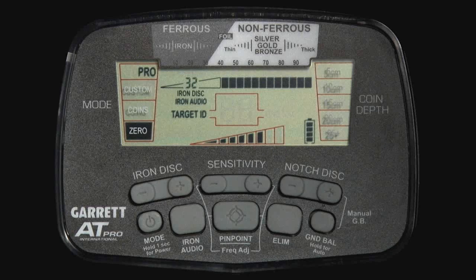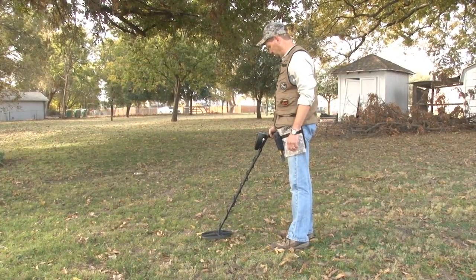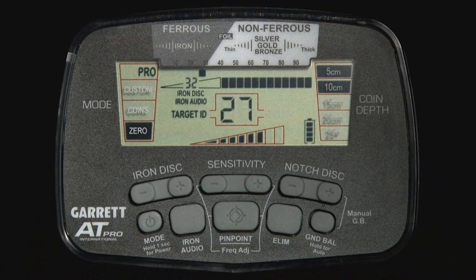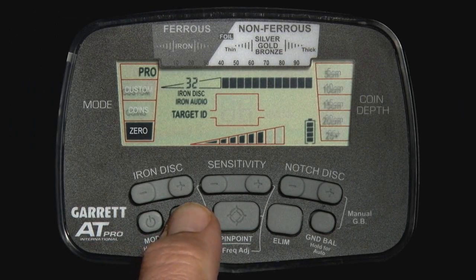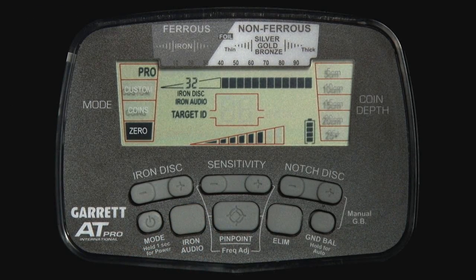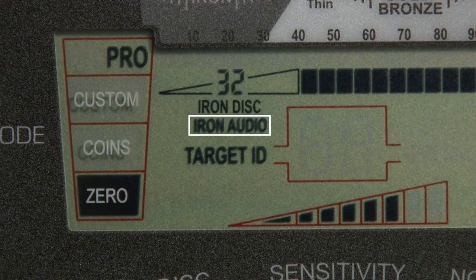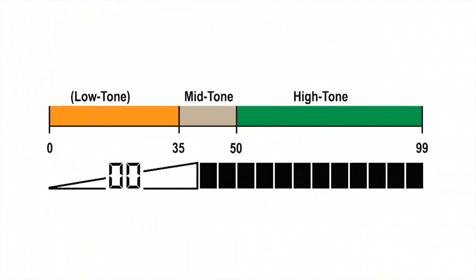The AT Pro also includes an iron audio feature that can be used both in the standard and in the Pro modes. Iron audio allows you to hear discriminated iron targets, which would normally be silent. Simply press and release the iron audio button to switch this feature on or off. When it is on, the words iron audio appear on the LCD. The low tone for iron is normally heard for any target whose target ID value is below 35.